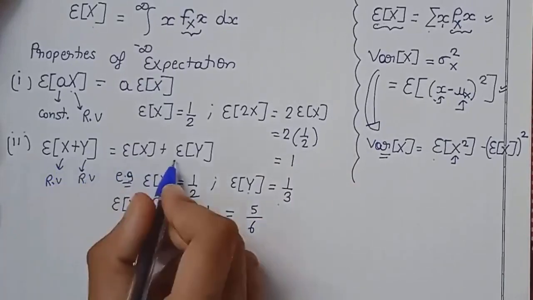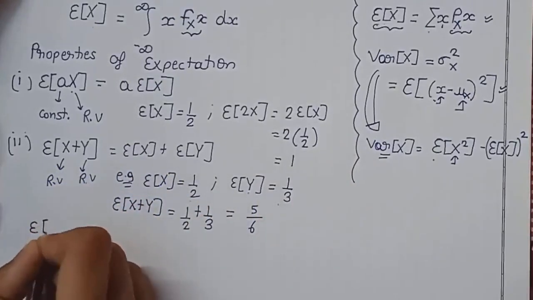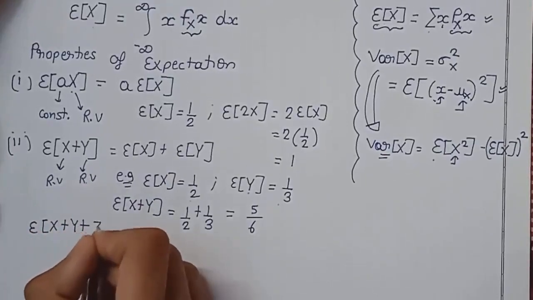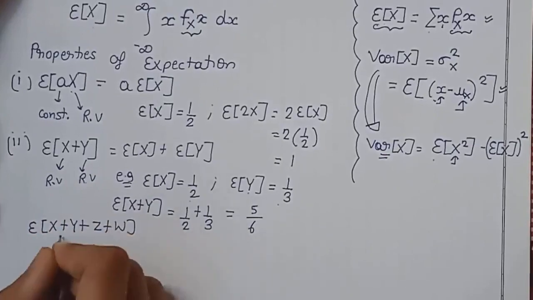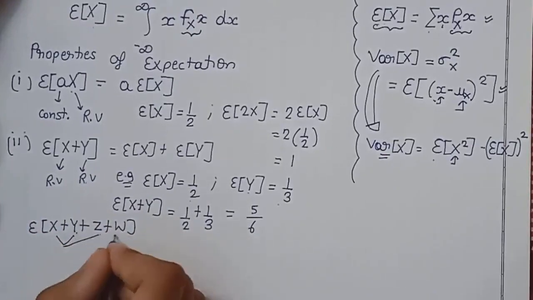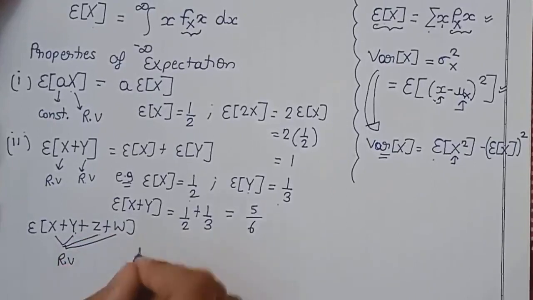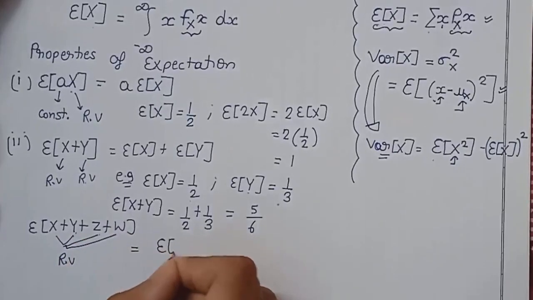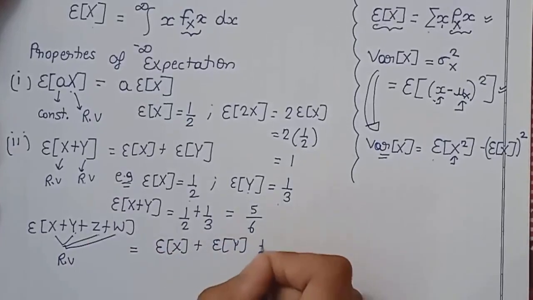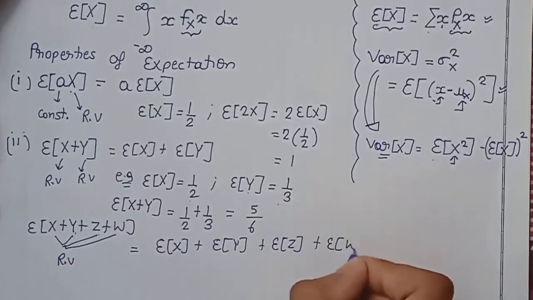And this property can be extended to any number of random variables. If you have, let's say, 4 random variables x, y, z and w, these all are random variables, then it will be equal to expectation of x plus expectation of y plus expectation of z plus expectation of w.